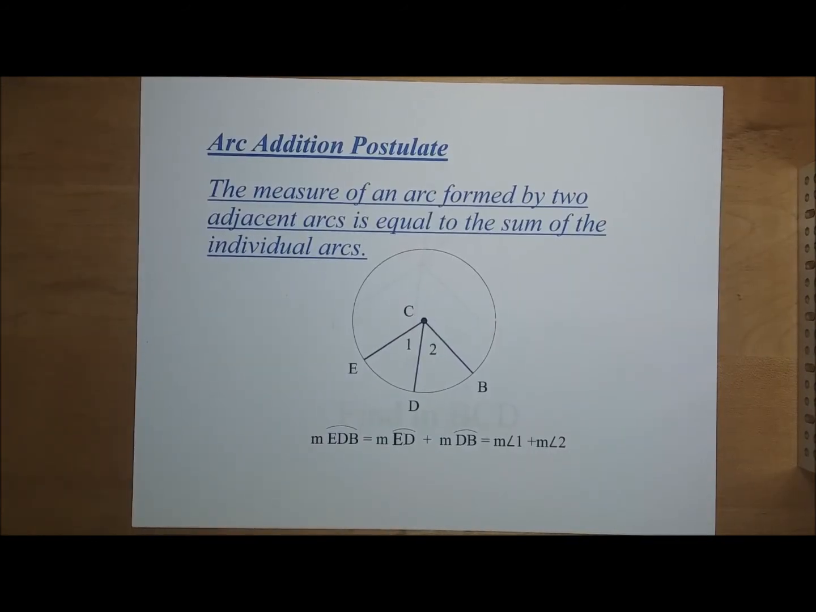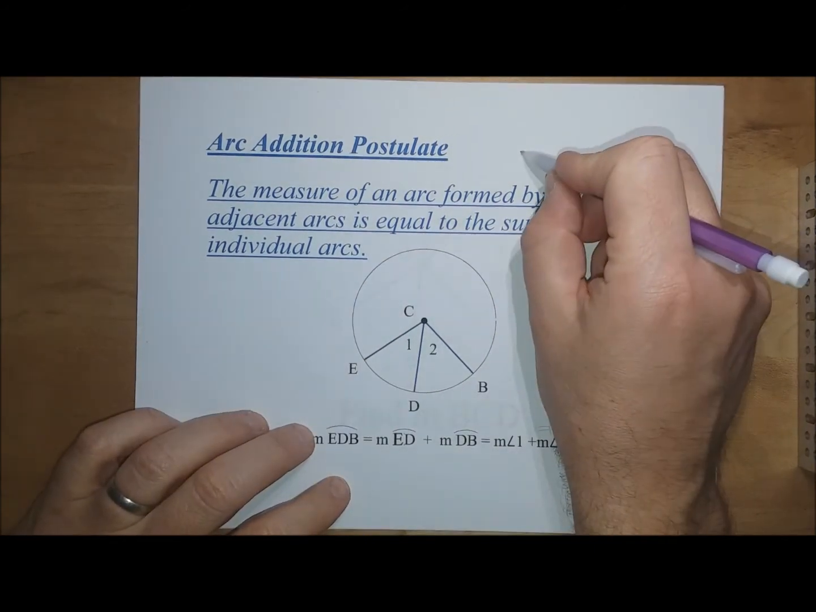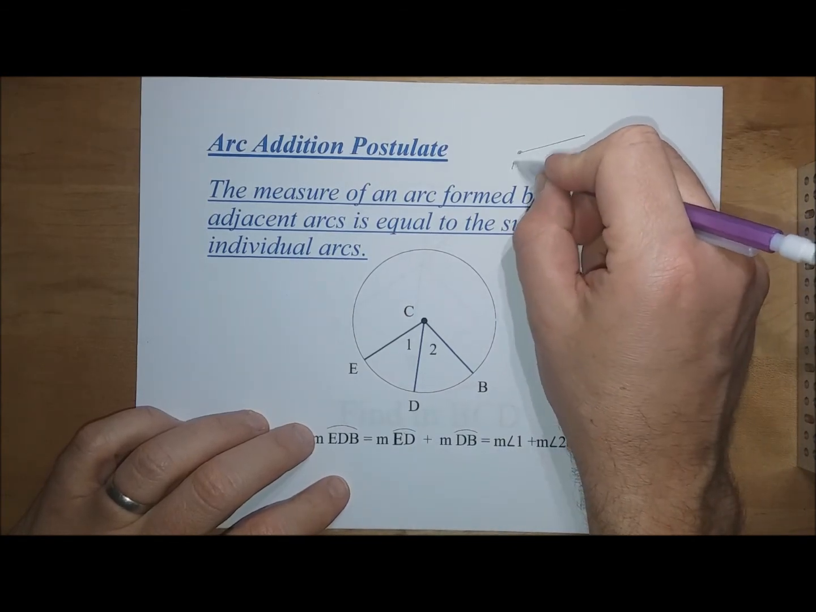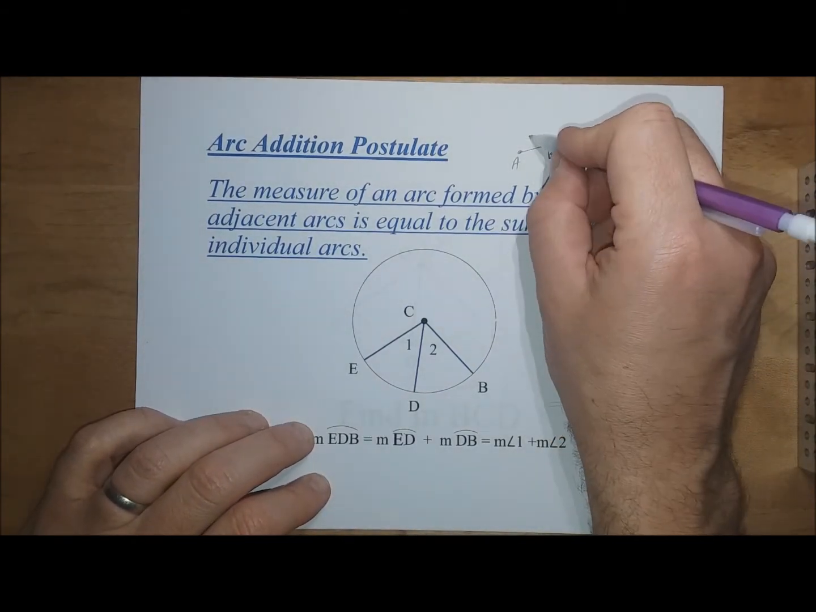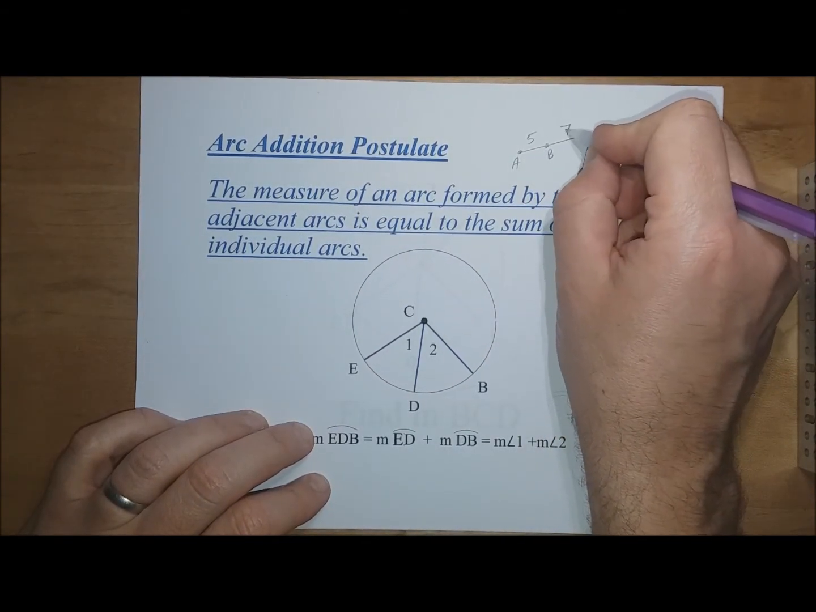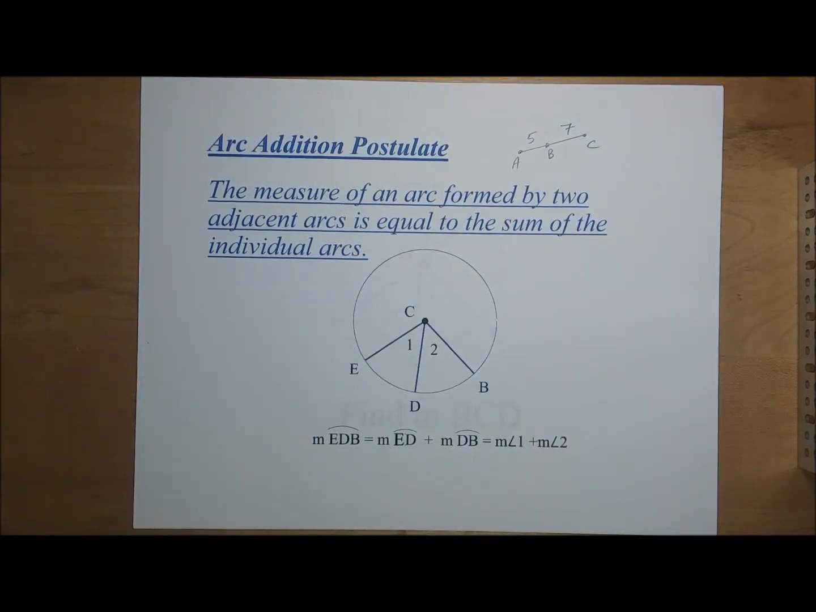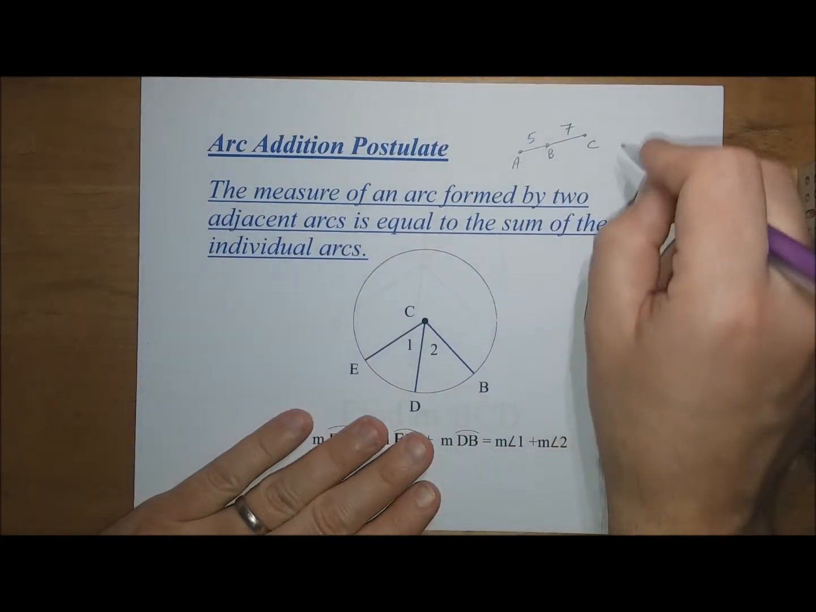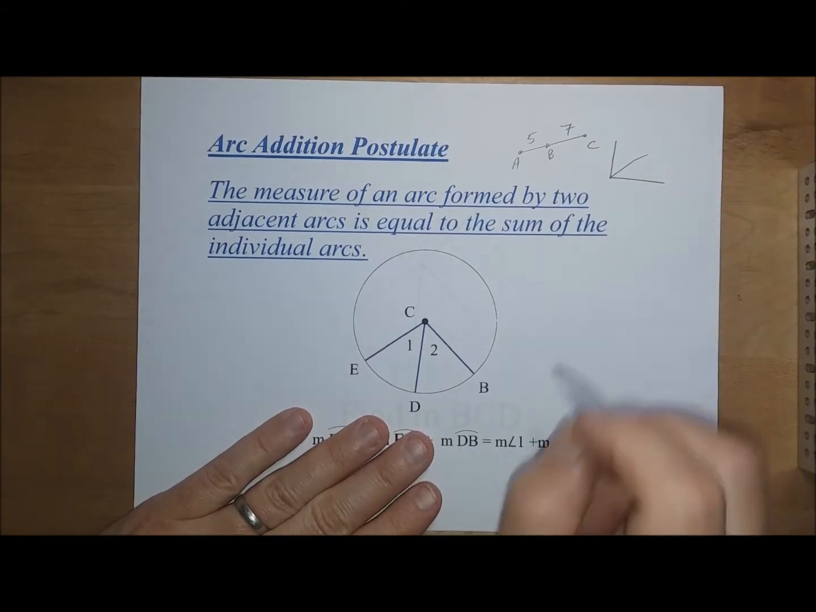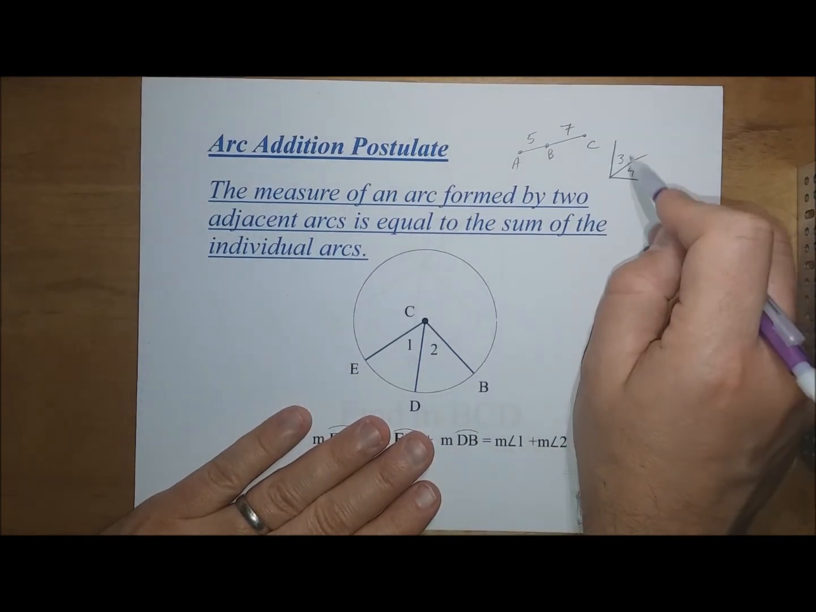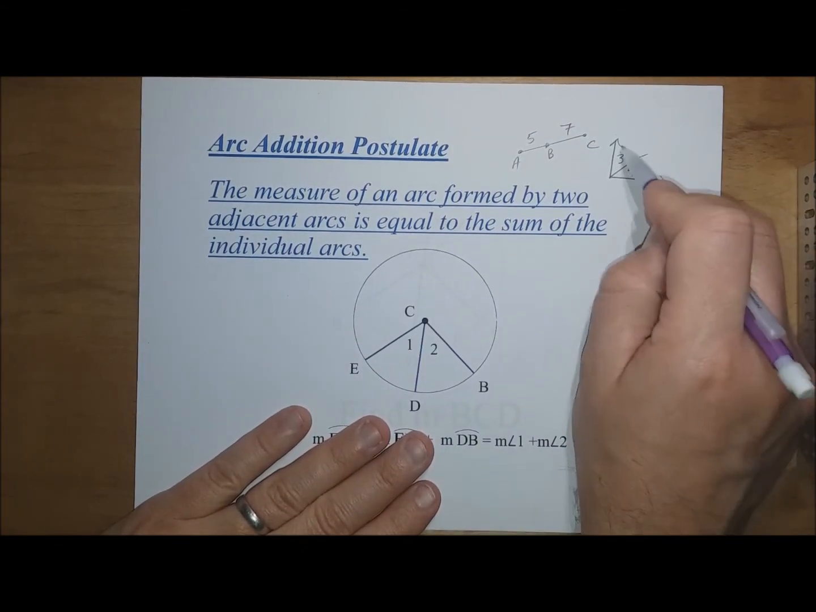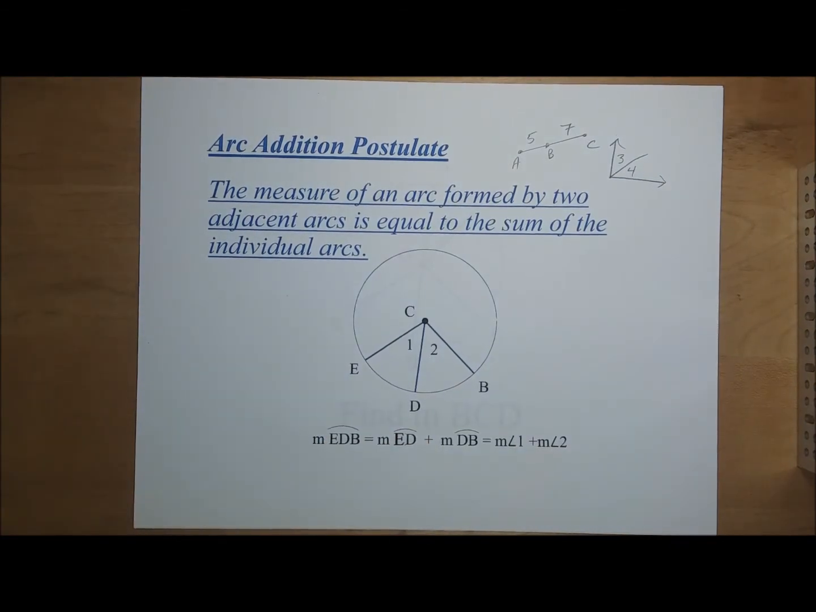All right, next idea here is arc addition postulate. Hopefully you guys remember from chapter 2, we learned about segment addition postulate, where we could add two segments together. For instance, let's say A, B, and C. And if we knew that AB was 5 and BC was 7, we could add them together and figure out that segment AC must be 12. And then we did the same thing with angles. We did angle addition postulate. We said if we had angles 3 and 4, we could add them together and get the measure of this larger angle. No problem. Well, arc addition postulate works just like that.